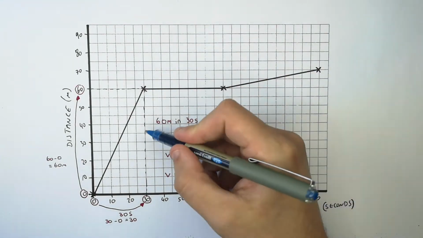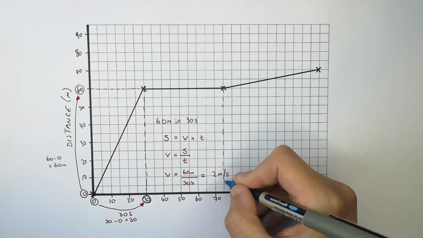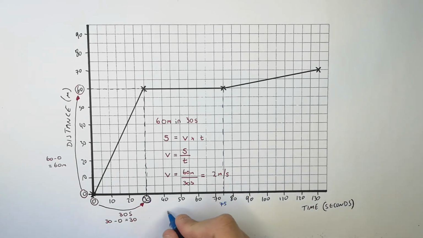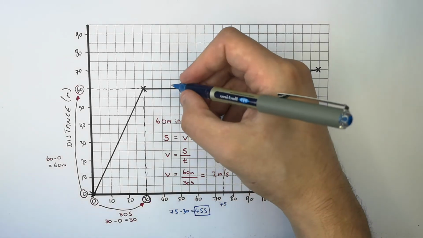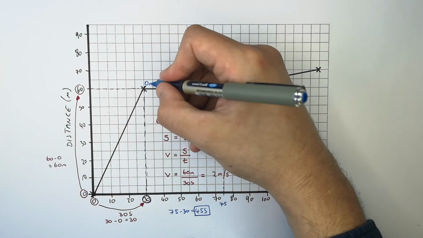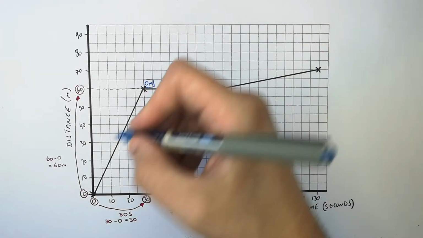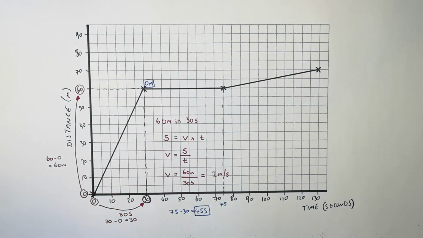So for this part of the graph, we're going to work out the object's speed. So we must firstly work out the change in time. For this part of the journey, it's going to be 75 seconds minus 30 seconds. That gives you a change in time of 45 seconds. Now, how far did this object travel? It didn't increase its distance at all. It stayed at 60 meters for these 45 seconds.